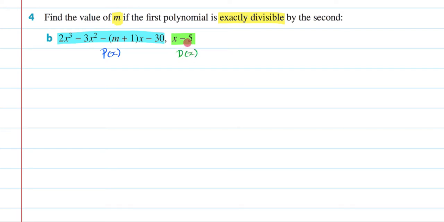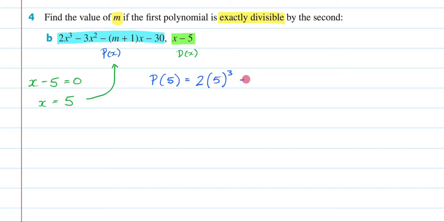And we know that d of x is a factor of p of x, which means that when we divide by it, we are not going to get a remainder. So we're going to use our factor theorem, which tells us that we can get our divisor, set it equal to 0, and then solve it for x, so it's going to be x equals 5. I then am going to put that into my dividend, and I'm going to get p of 5 is going to be equal to 5 cubed minus 5 squared minus m plus 1.